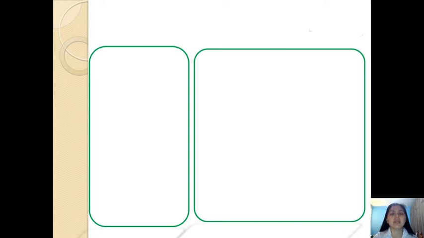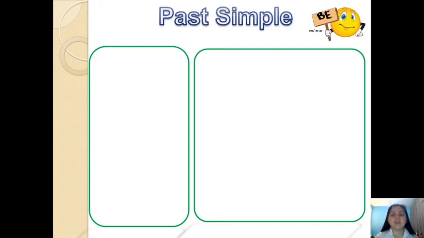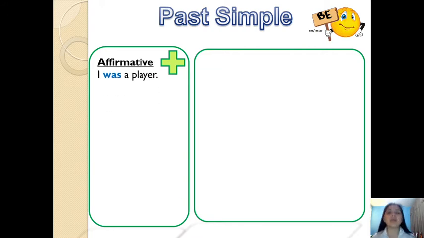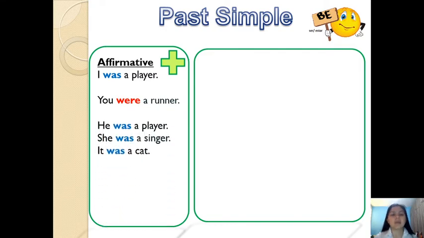Okay, so in singular we will use was, and in plural we will use were. Now let's see some examples. Past simple. Let's start with affirmative form. For example, I was a player, okay? In present, I will say, I am a player, right? But in past, we will say, I was a player. Another example, you were a runner. Next, third person, he was a player, she was a singer, and it was a cat.